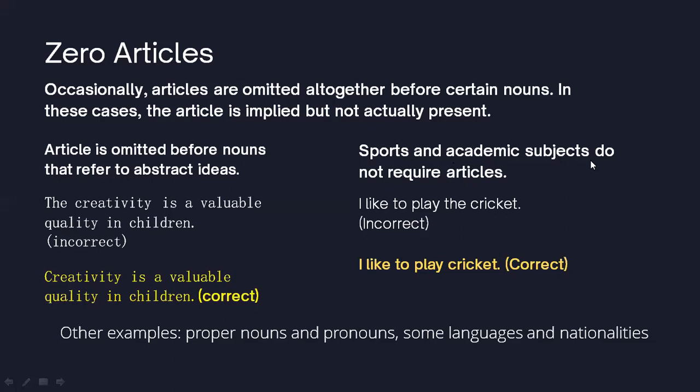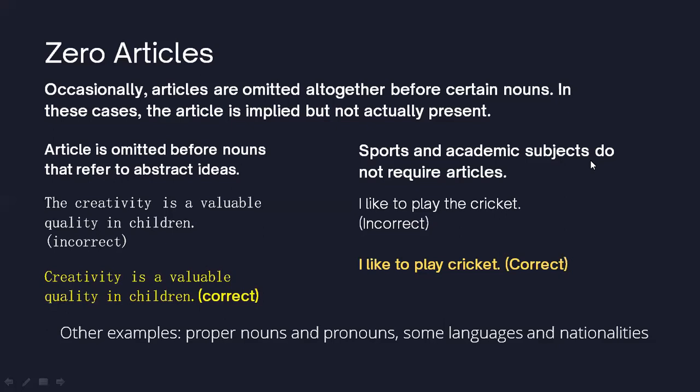Now look at the example here. "I like to play the cricket." So it's wrong. We don't use "the cricket." We say, "I like to play cricket," right? Or you can say, "I like to play football." Or you can say, "I like to study software engineering," "I like to study statistics," the subject names, right? We don't say "I like to study the statistics." That is incorrect, right? So there are certain situations where we are not using the articles.